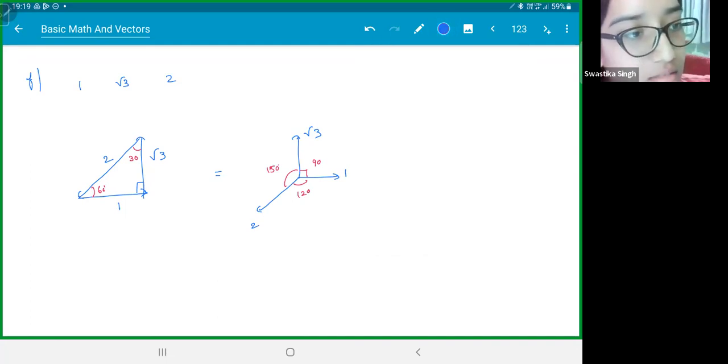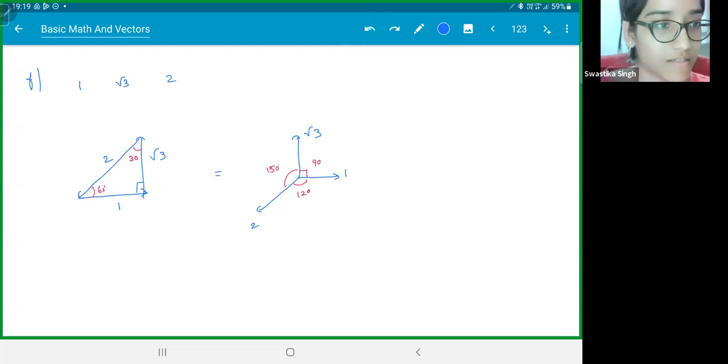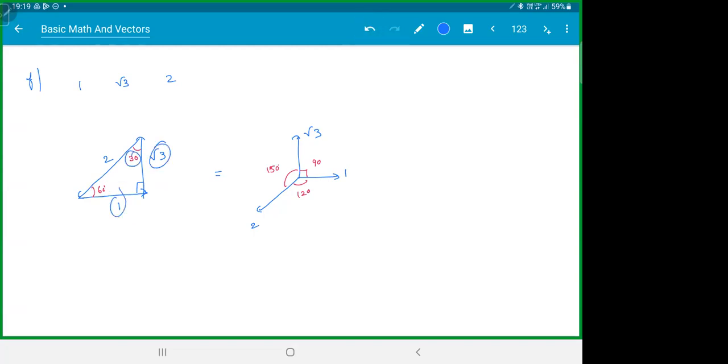Yes, Swastika, go ahead. Can you repeat about that angle? How did you get that 60, 30? Tan 60 is opposite side by adjacent side. So tan theta is root 3, right? Which is 60 degrees, right? And tan 30 will be 1 by root 3, right? So that is 30. Yes, sir, now I got it.